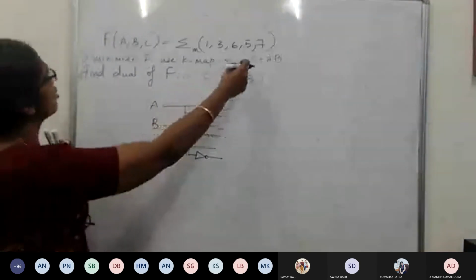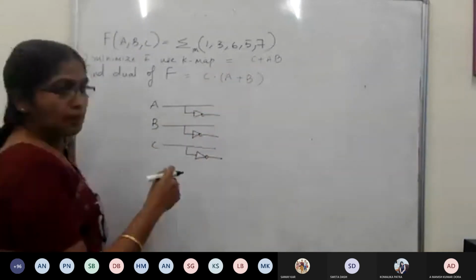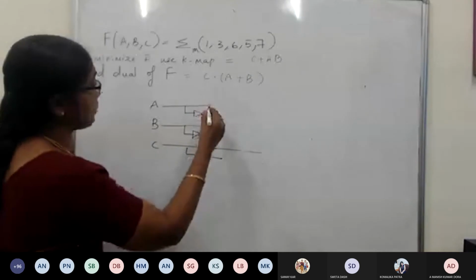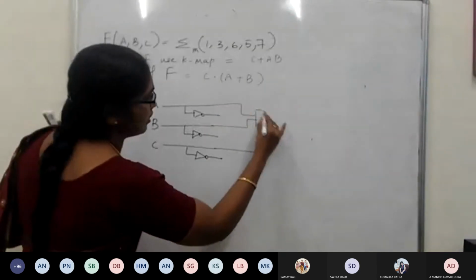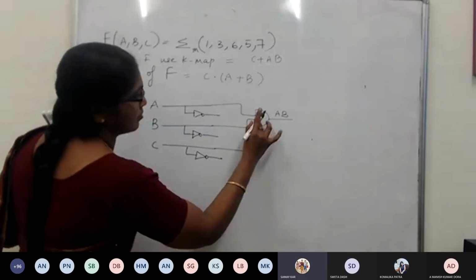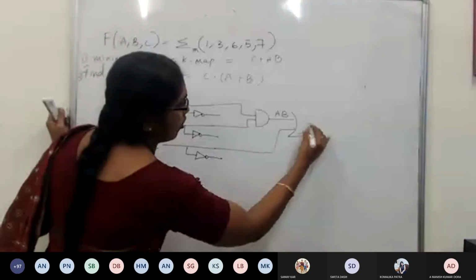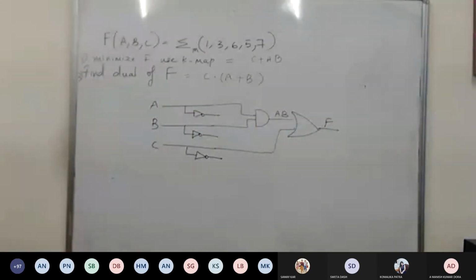Okay, so now in order to make this function f, what do I have to do? C plus AB, right? So I want C. Prior to that, AB is required. That means A dot B is the output. Then afterwards you require an OR gate. Is that correct?